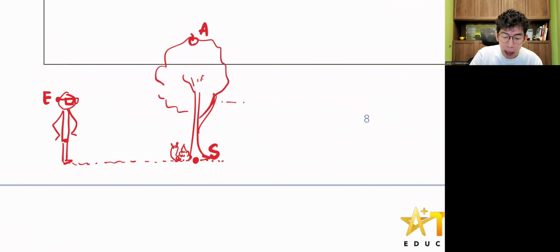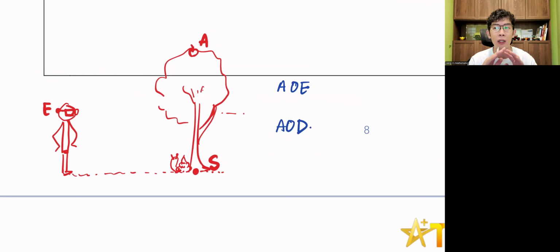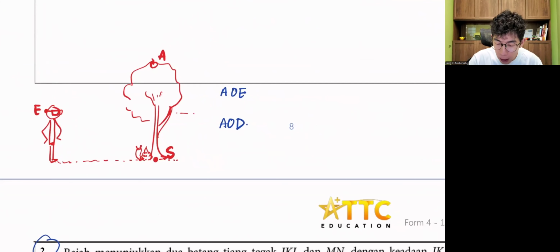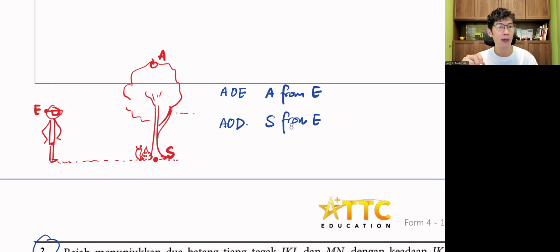Then the next one will be, how do you fit angle of elevation? How do you fit angle of depression? Before we get into all the points, let's understand the positioning. The first question: angle of elevation, A from E. Angle of depression, S from E.